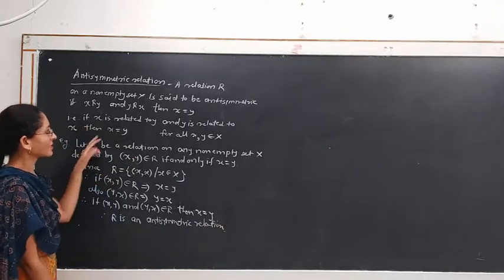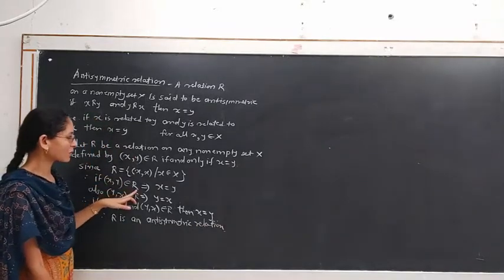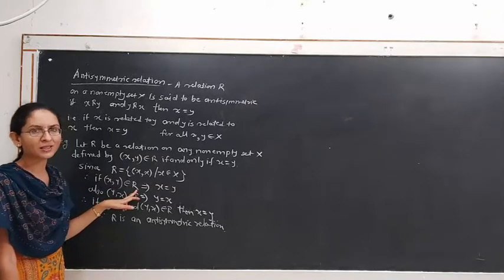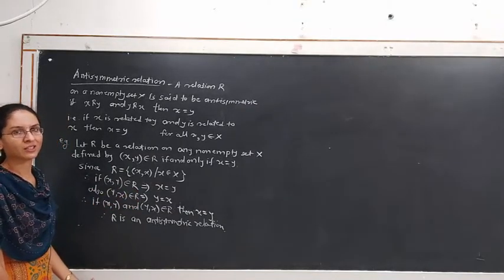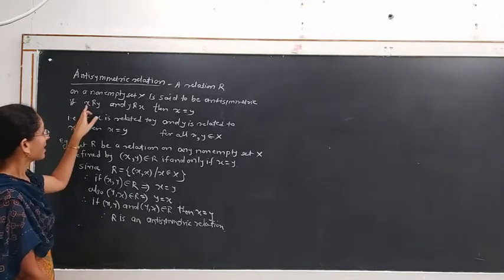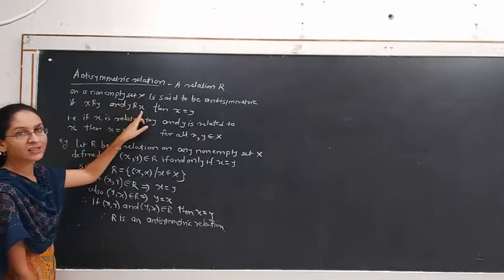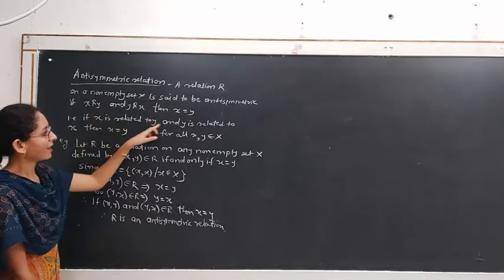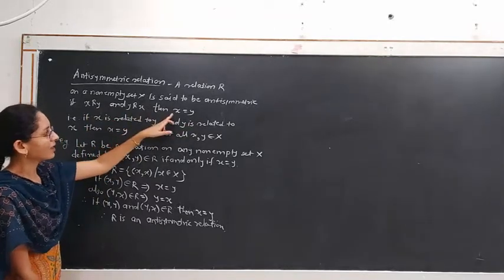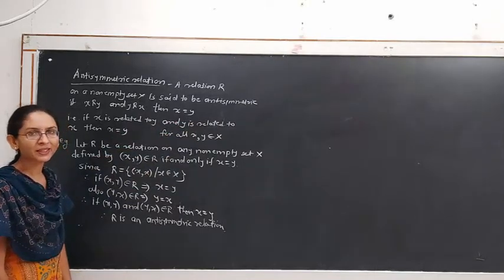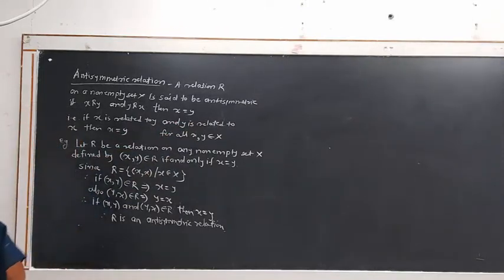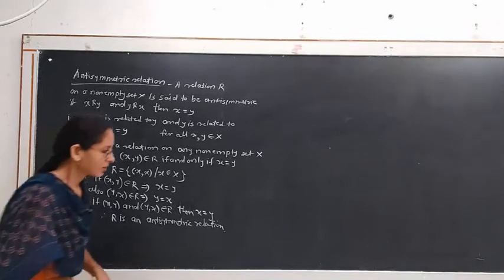If the ordered pairs (x, y) and (y, x) belong to set R, then we must have x is equal to y. Then the relation R is called an antisymmetric relation. Mathematically, we write this as xRy and yRx, means x is related to y and y is related to x, then x is equal to y implies R is an antisymmetric relation. We will see one example.